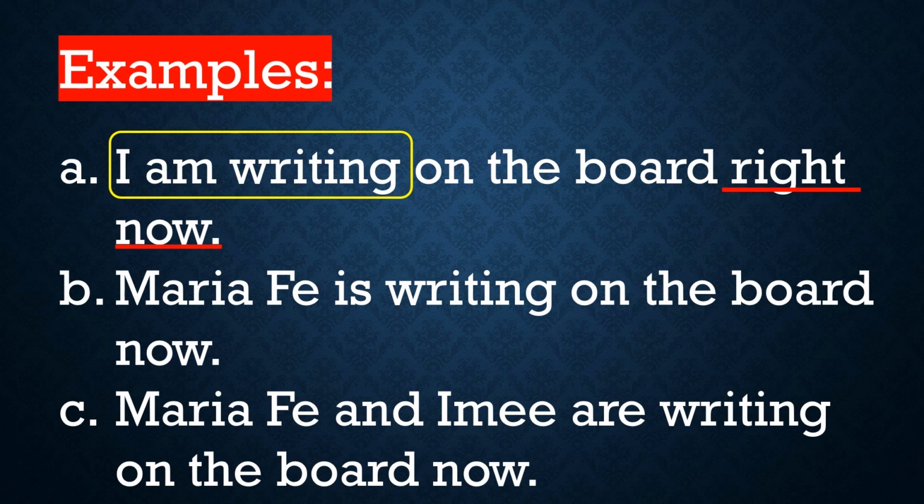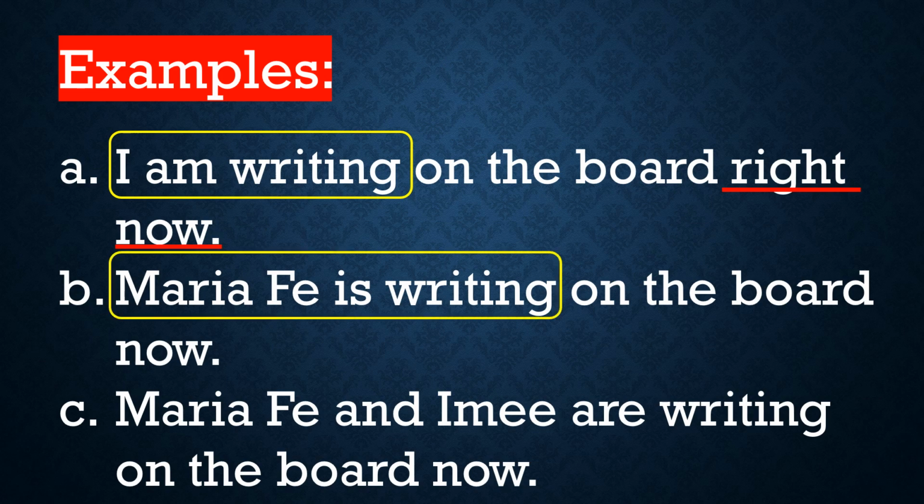Okay, another. We have Maria Fe is writing on the board now. So this is the structure. Maria Fe is writing. So we use the linking verb is since our subject is third person singular, Maria Fe, plus the verb ing, writing. So this action is happening now. So this is the present progressive tense of verb.